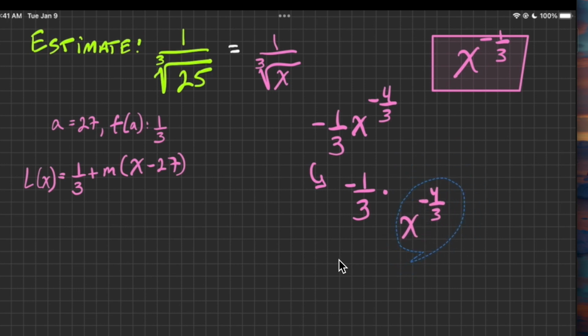Bring it down in the denominator. Let's be clear that that's in the denominator. We're going to change that to positive 4/3. Now let's go ahead and put this into a radical form. So here's our radical. Here's our x. Now the question is, what goes in that root position? Is it the 4 or the 3?